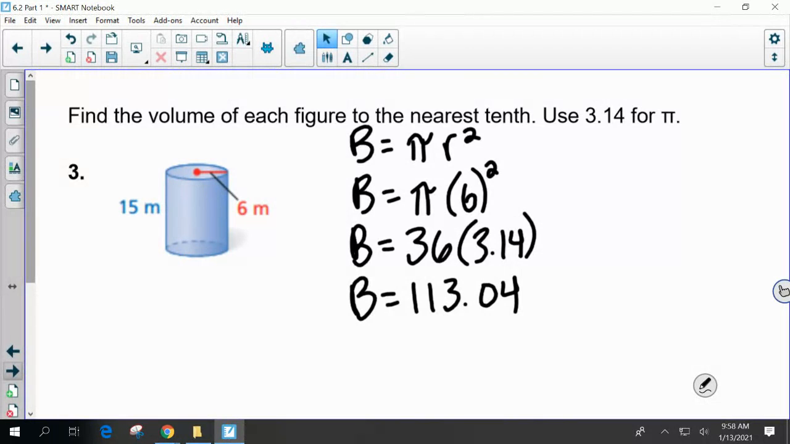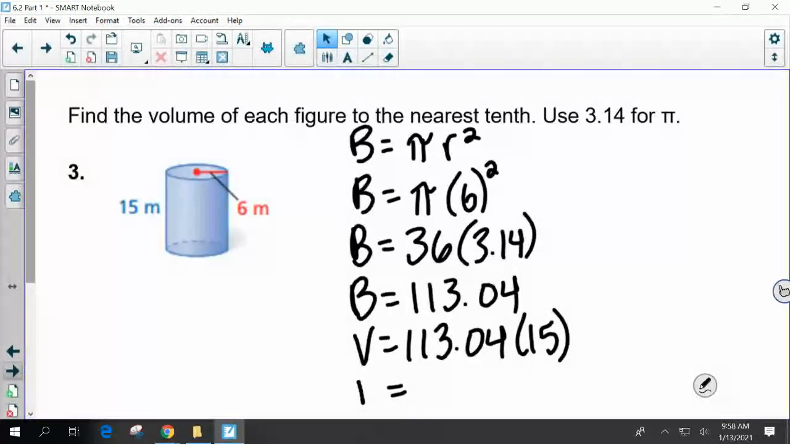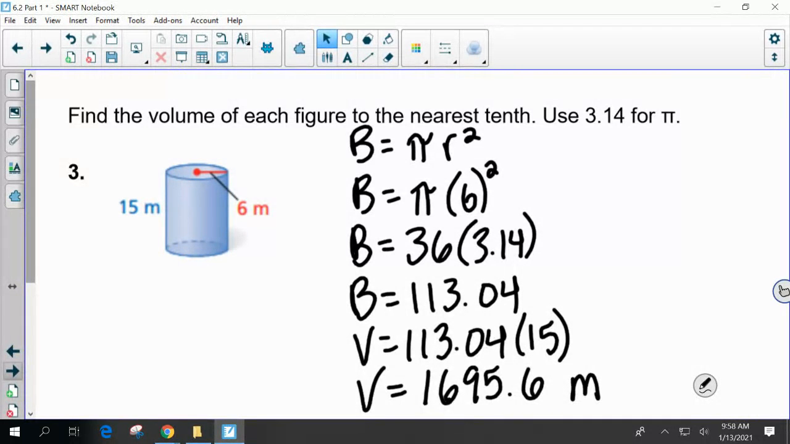So now I need to take that number times the only number I haven't used yet, 15. And you got what? I got 1,695.6. And that would be meters cubed.